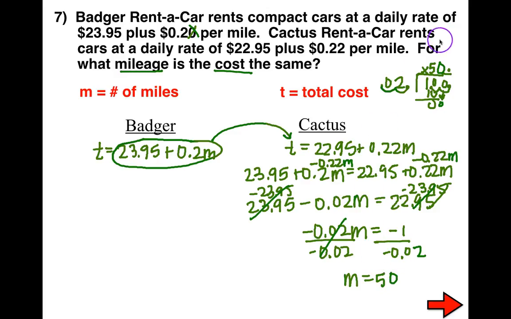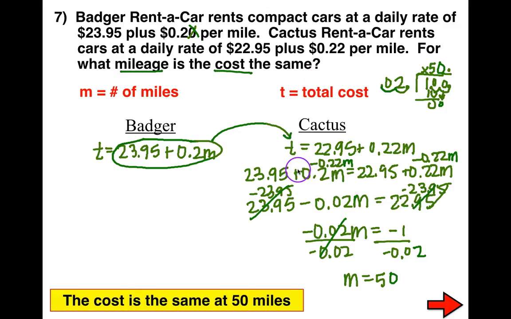It says, for what mileage is the cost the same? So at this point, I don't have to go any further. I have my answer. I would say the cost would be the same at 50 miles. So please understand, sometimes they ask you for when is it going to cost the same, but sometimes they also ask, and what will that cost be? This one did not, so I'm done. I'm going to leave it at that.